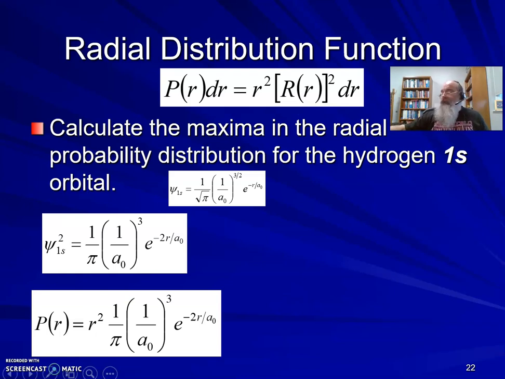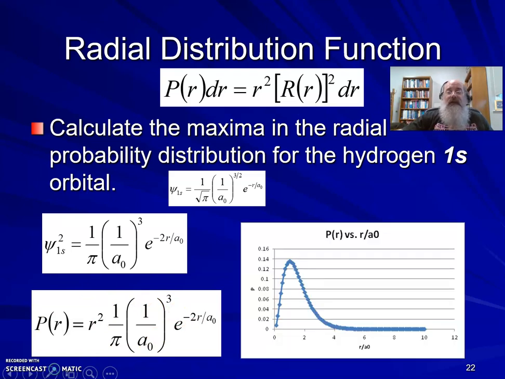What are we going to do if we want to know the maximum? Well, we could take the derivative and find out where the derivative equals 0, and that would give us the maximum. Or we could just set up a spreadsheet and plot it. Then we can see that the maximum ends up being out here at r over a0 of about 1.5. So 1.5 a0 is about 0.7 to 0.8 angstroms. That's where the maximum probability is, the most likely radius at which we would find an electron.